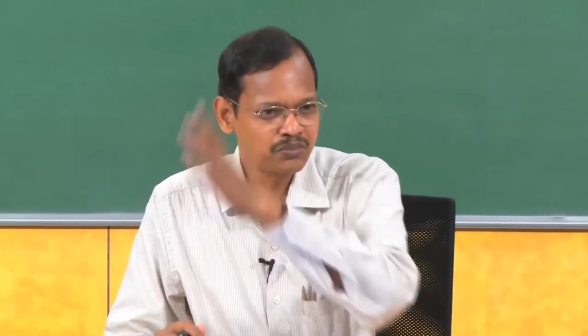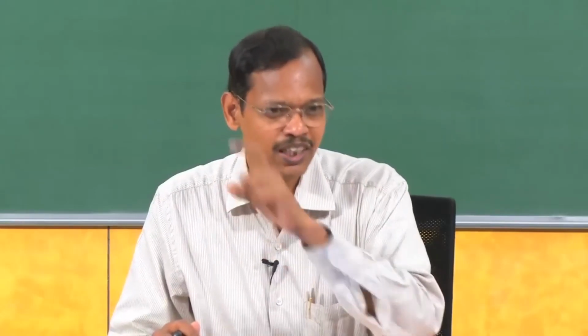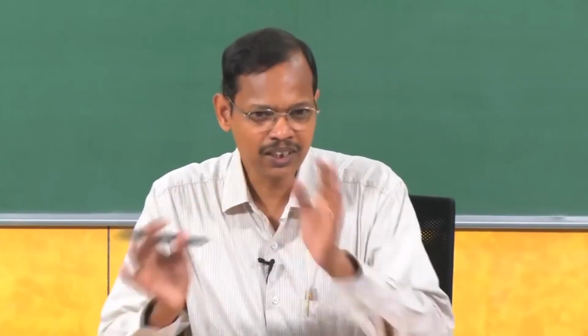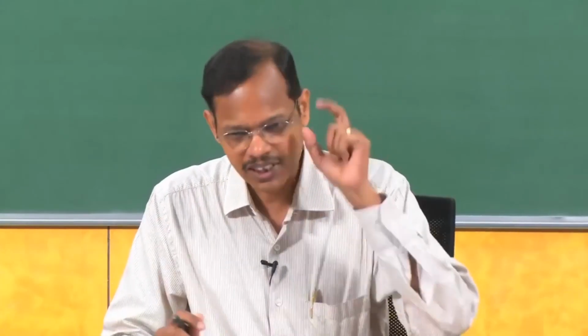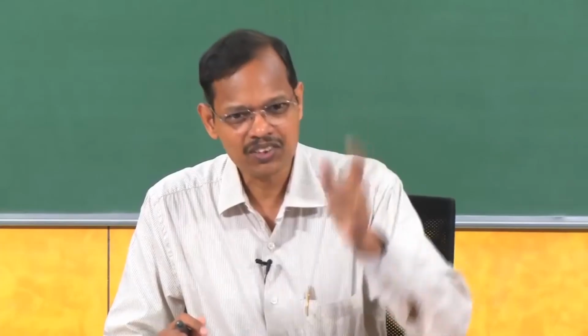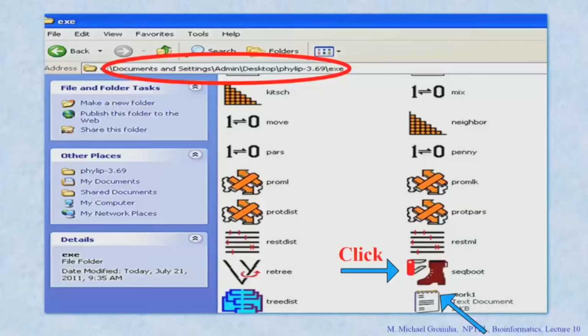Do it for 1000 times and 10,000 times and then see how many times you get the same two sequences that are aligned together, right. If it is completely random, you do not get any consistent distribution. If two are really closely related, then you always get them close to each other. I will show you how to do this.